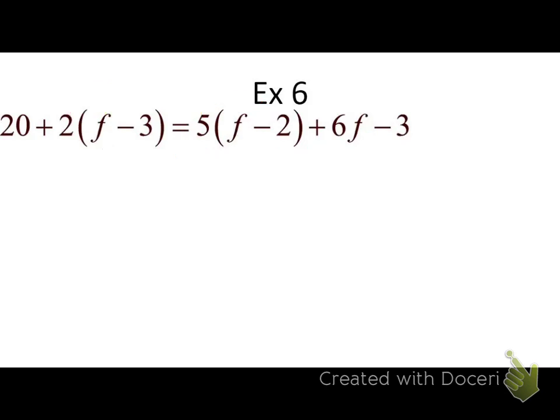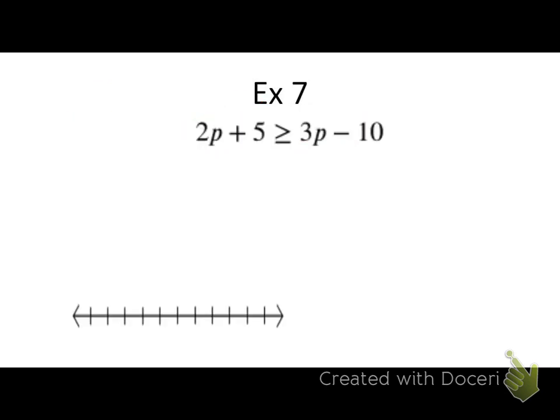Okay, now we know that solving inequalities is the same thing as solving equations, except we have to watch how to flip our inequality sign if and when needed, and then we have to graph our answer. So example number 7: we have 2p plus 5 is greater than or equal to 3p minus 10.